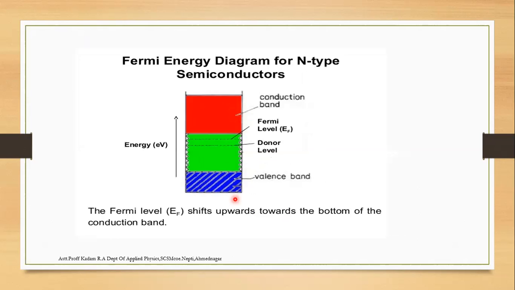Then the extrinsic semiconductor, the N type and the P type. In the N type semiconductor, the Fermi energy level becomes nearly close to the conduction band, and is far away from the valence band.